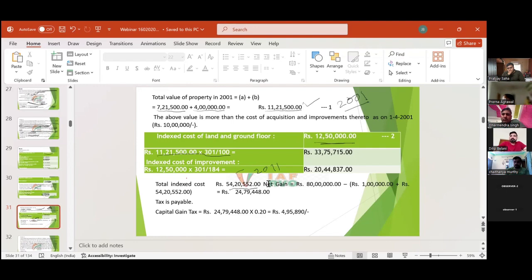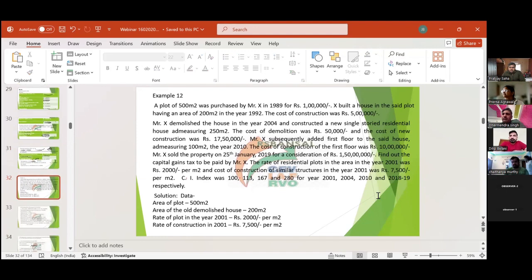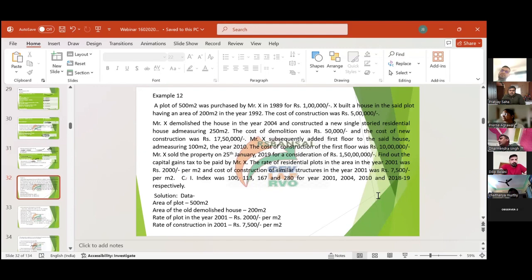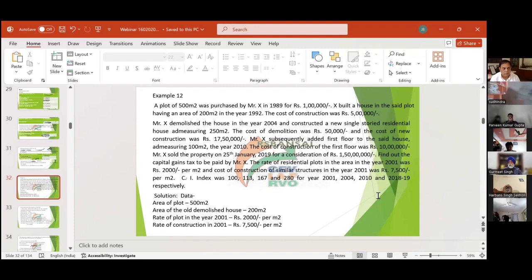So you calculate net gain. One crore is the sale price minus 5 lakh. You add both of them. So well, taxable gain comes out to, you can calculate. So this is how, if a certain portion is given on rent and the other portion is owner occupied, you proceed in such cases.